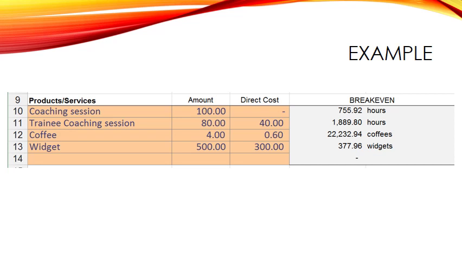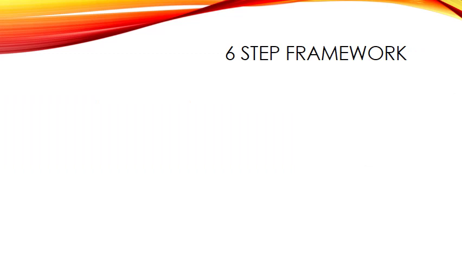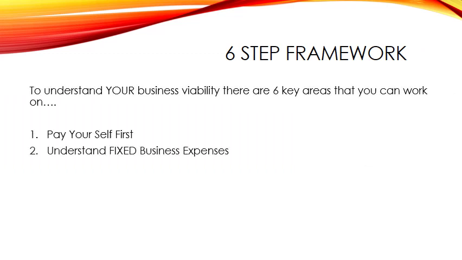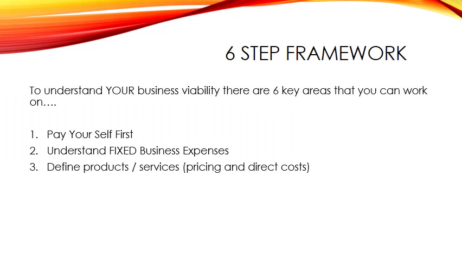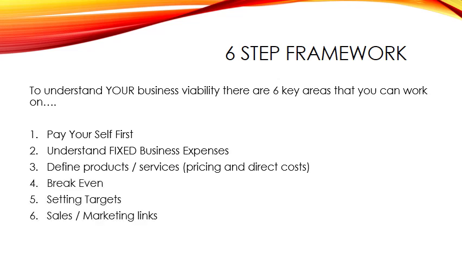In the next session, we'll talk about setting targets, and we'll have a look at how we can then use this break-even point to set some targets, especially when we do have multiple products across our business. So our six-step framework was paying yourself first, understand your fixed business expenses, define the products and services. We've just done the break-even. Next session, we talk about setting targets, and our sales and marketing links coming up in the last module.